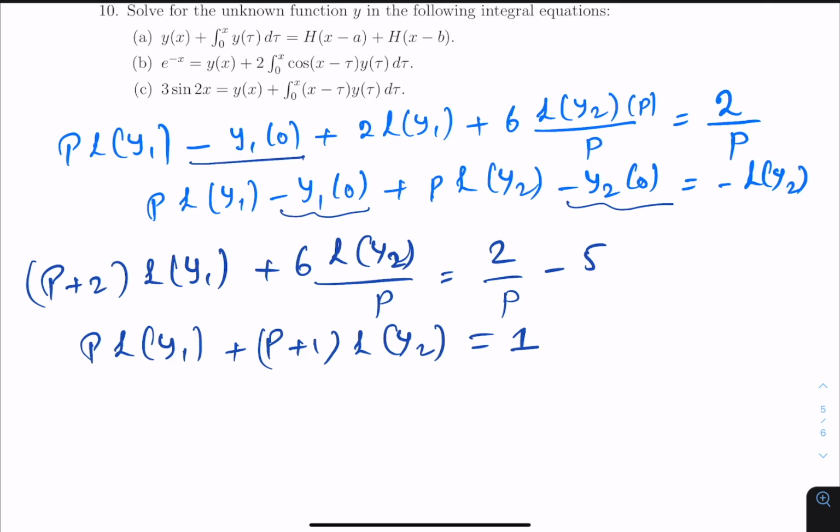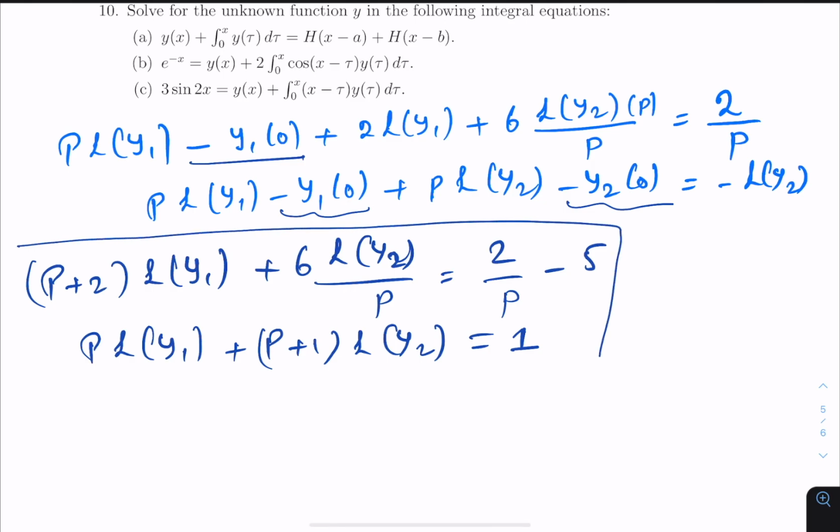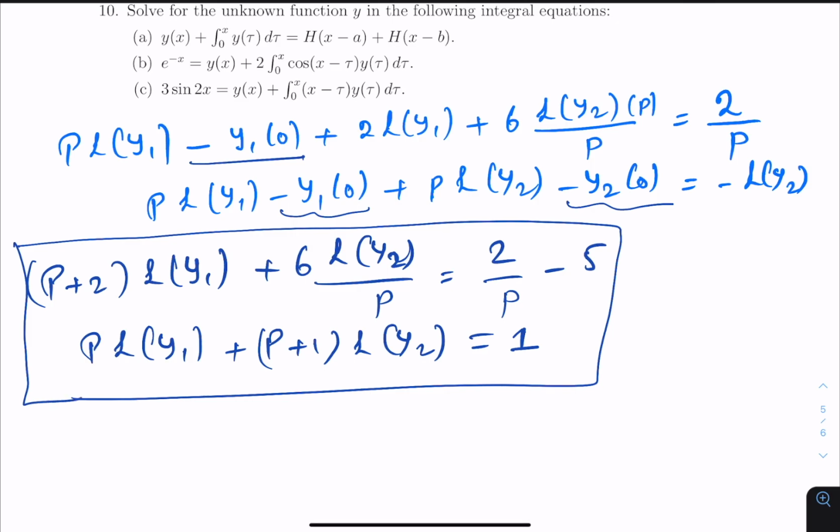Now you have an algebraic equation here. It's an algebraic equation, so the two unknowns are this and this, right? These are the two unknowns.